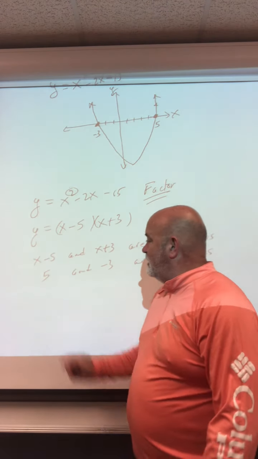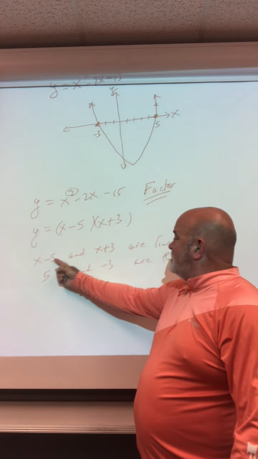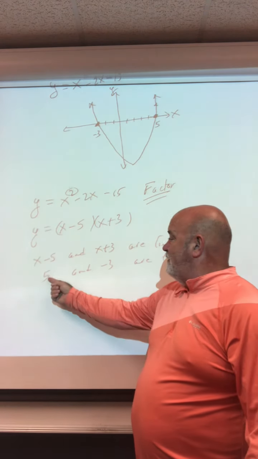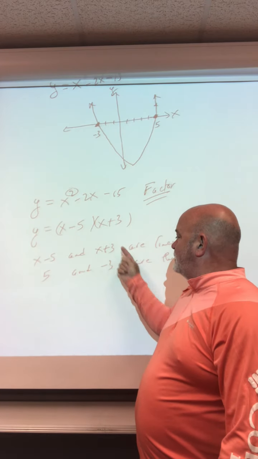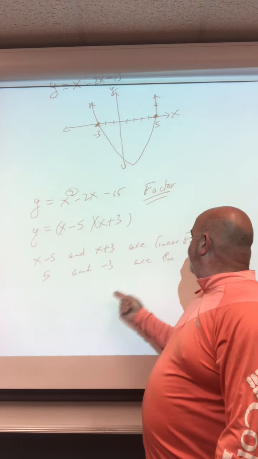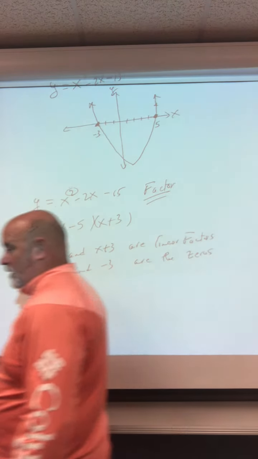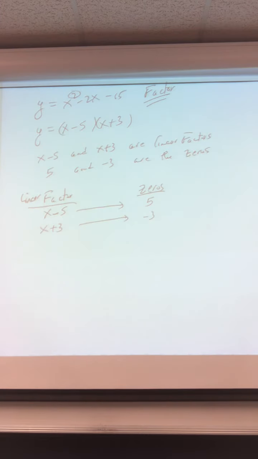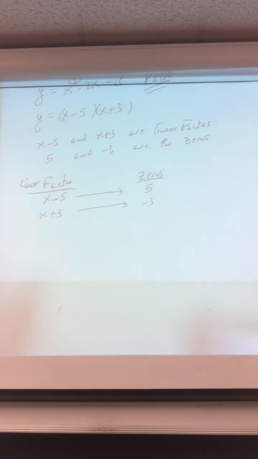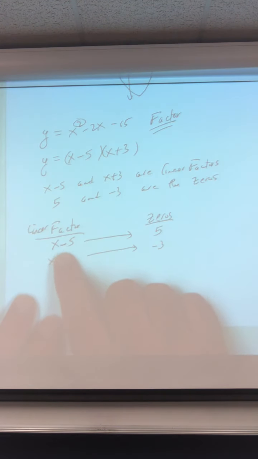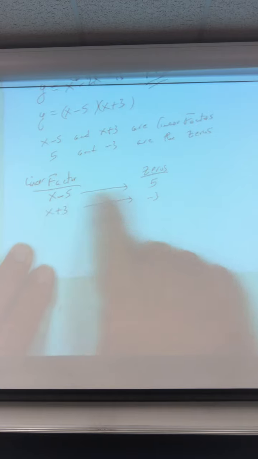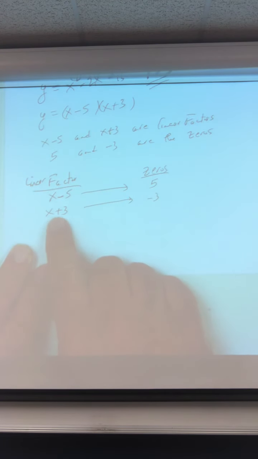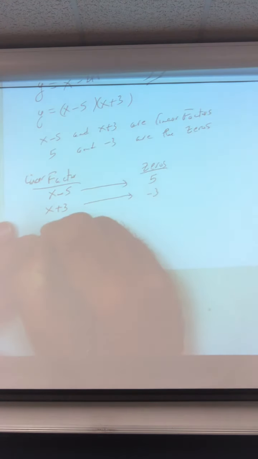For instance, look right here again. If x minus 5 is a linear factor, 5 is a 0. If x plus 3 is a linear factor, negative 3 is a 0. All right, I just wrote this down. I just said this, but let's say it again. So if x minus 5 is a linear factor, 5 is a 0. If x plus 3 is a linear factor, negative 3 is a 0. So help me complete this one.